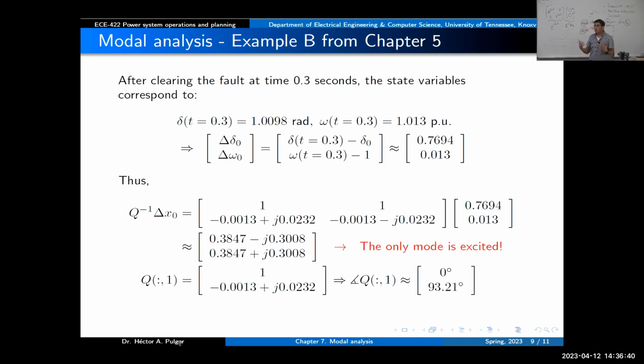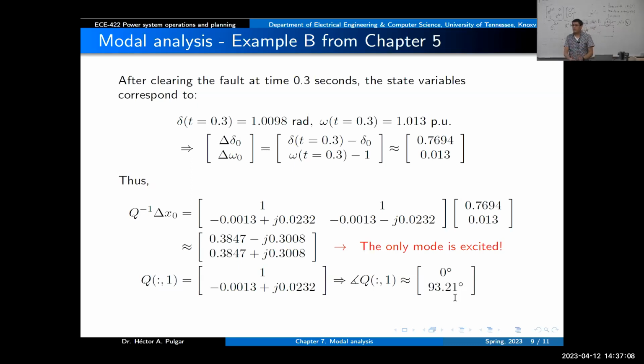What about the mode shape? It's one mode, so let's look at the first column of Q. This is the first column of Q. What is the angle of this? 0. What is the angle of this one? 93 degrees. What is the meaning of that? Does it make sense? We're comparing here not speed with speed in the machine. We're comparing angle and speed in the same machine.